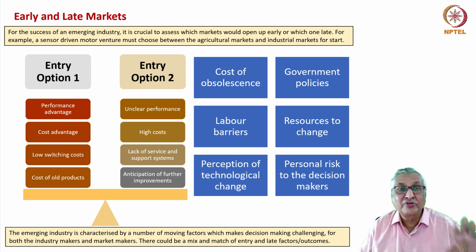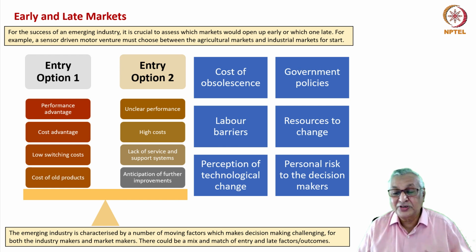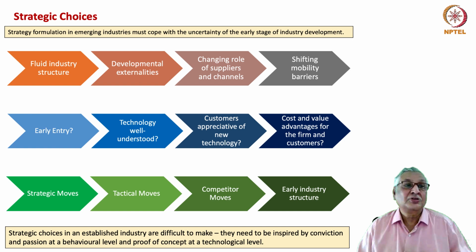These are all like moving factors. These are all parts of a moving puzzle. This makes decision making for emerging industries challenging for both the industry makers and market makers. There could be a mix and match of entry and late factors and outcomes in each emerging industry, but that would be very industry specific. So, what are the strategic choices you have?